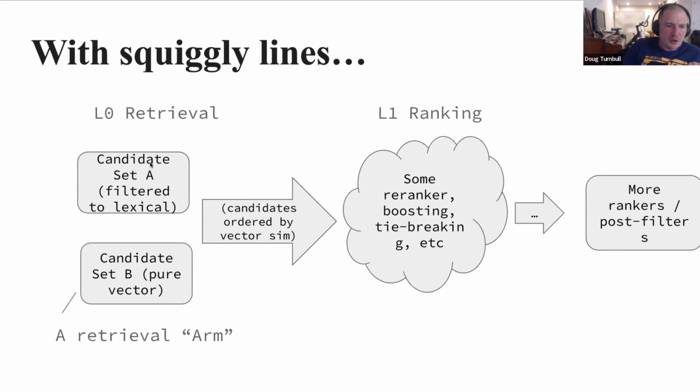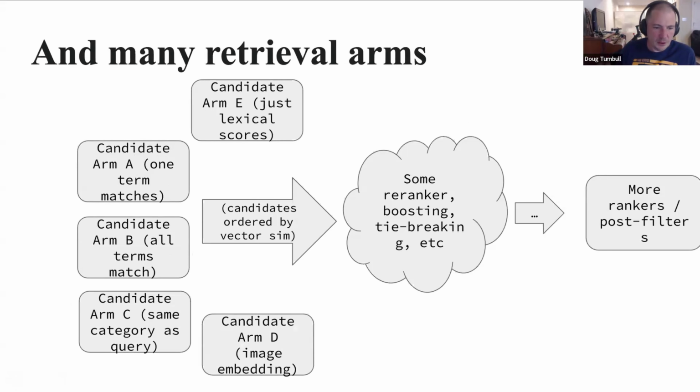So L0 retrieval: candidate set A, filtered to lexical, candidate set B, pure vector. You often hear these talked about as arms. Sometimes arms are complete systems built for this. So sometimes people have a retrieval arm that's a set of candidates from a cache, or what's historically worked well for this query, or, like I have here, lexical but ranked by vector, those kinds of things. And there can be many things.